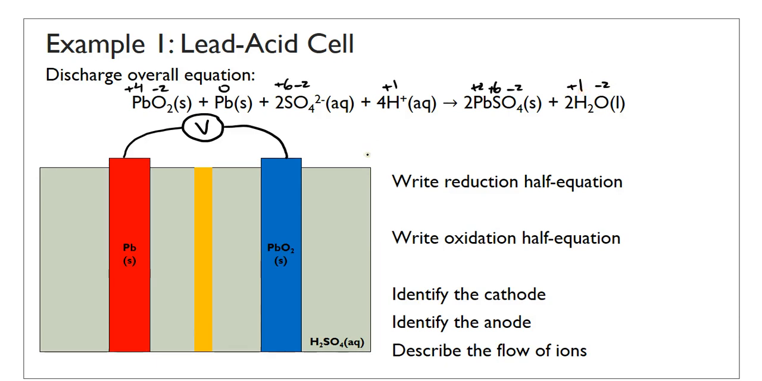You can see that the interesting thing about this cell is that you get the same product from two different reactions, because the lead in PbO2 has a decrease in oxidation number from +4 to +2. So this one must undergo reduction. And the Pb has an increase in oxidation number from 0 to +2, so it undergoes oxidation. So I'm just going to write the reduction here: PbO2 going to PbSO4.